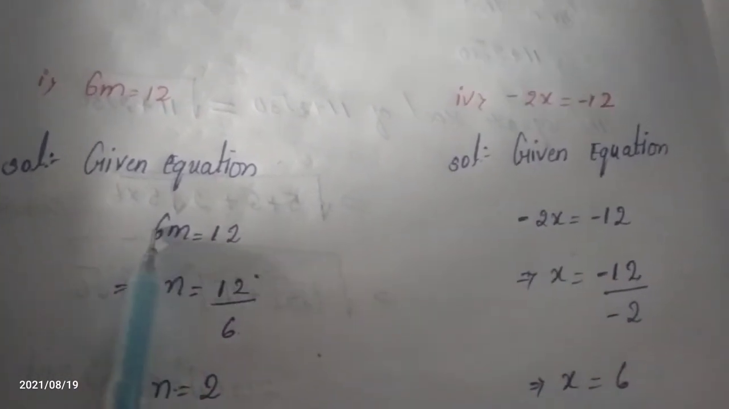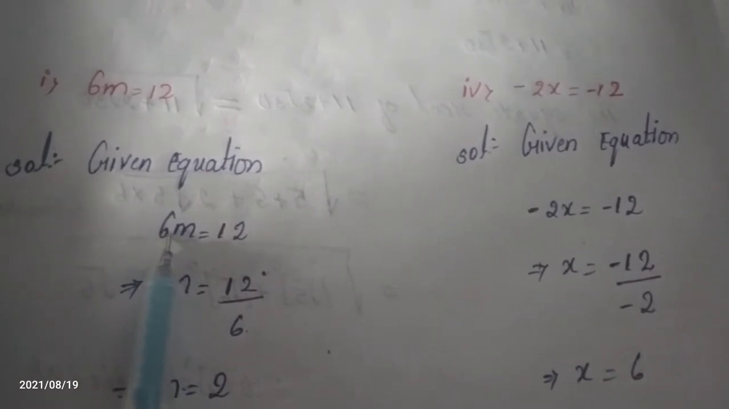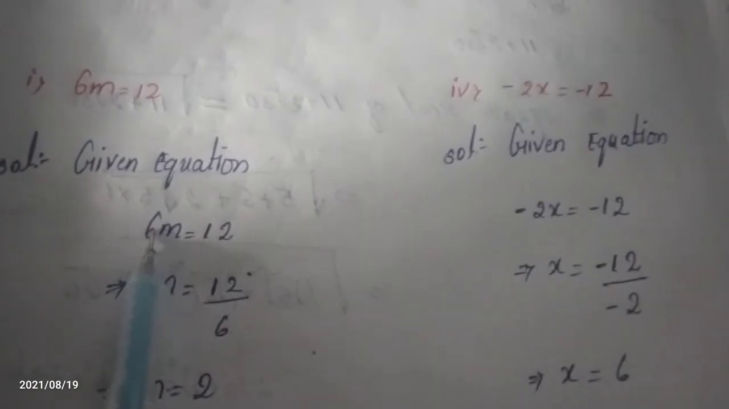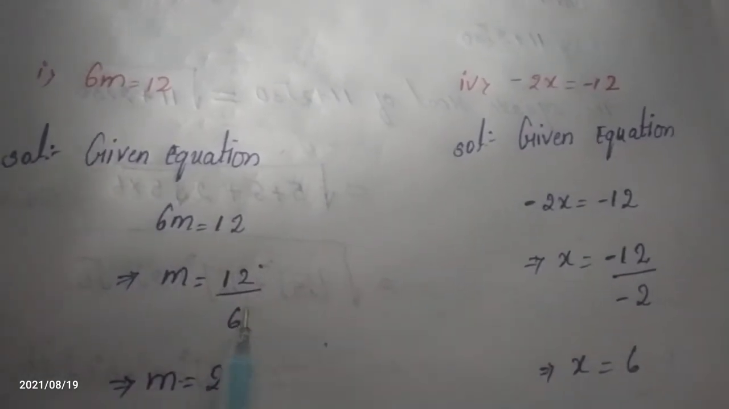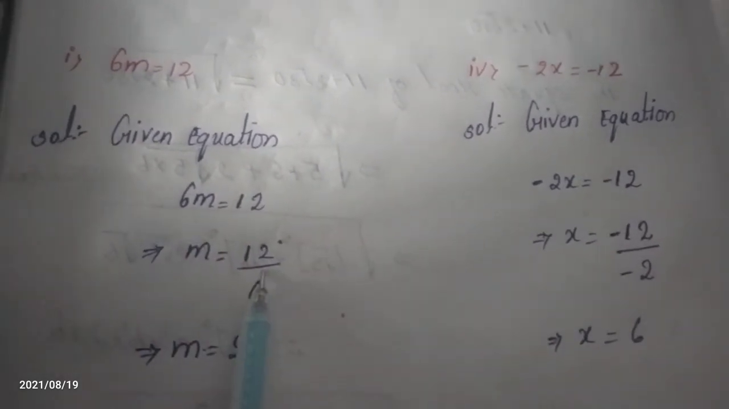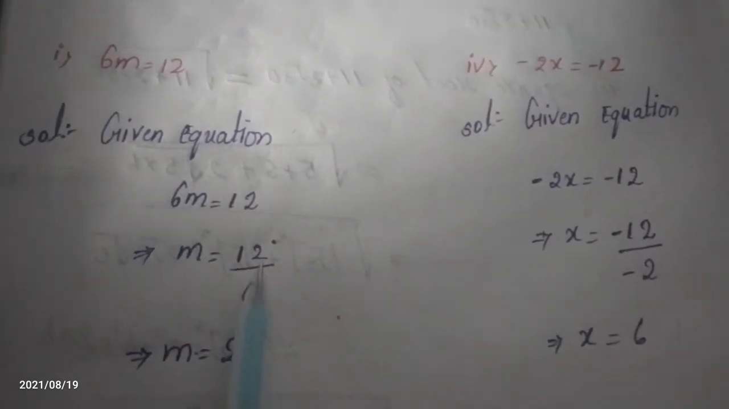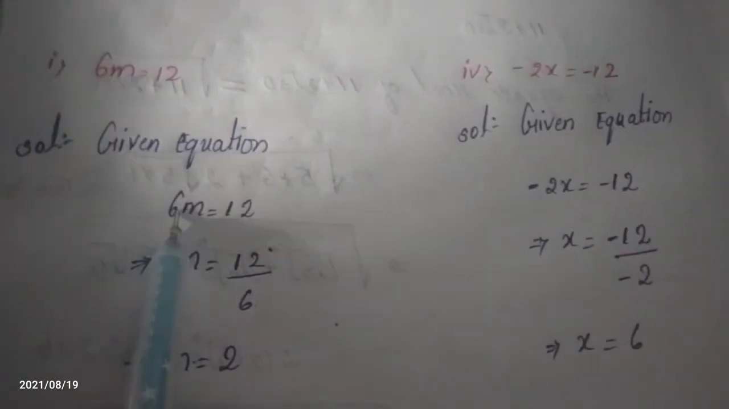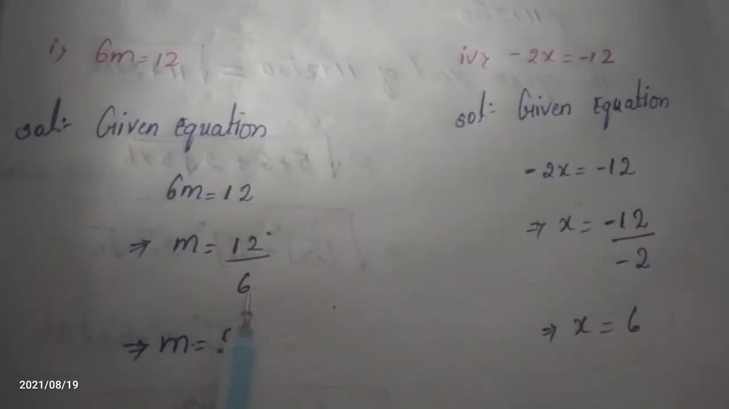On the RHS side, 6 is multiplied here. The relation between m and 6 is multiplication. The 6 that is multiplied here goes to the other side and becomes a divisor of the whole RHS. Whatever is on the RHS, 12, it divides the 12. I hope you understand this condition.